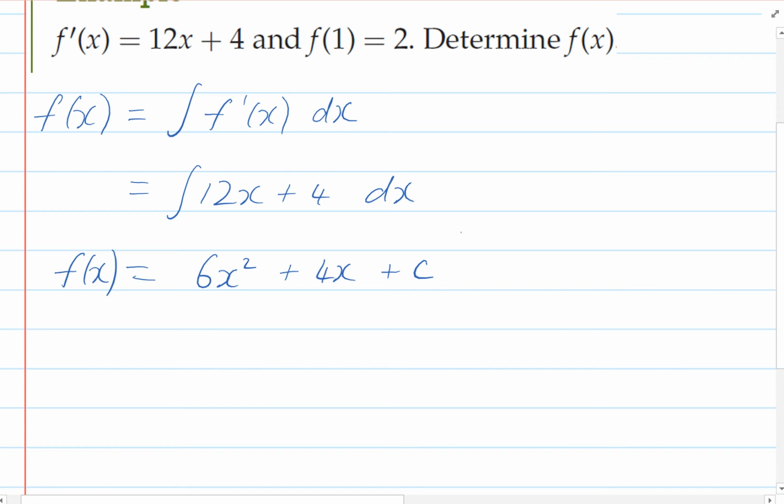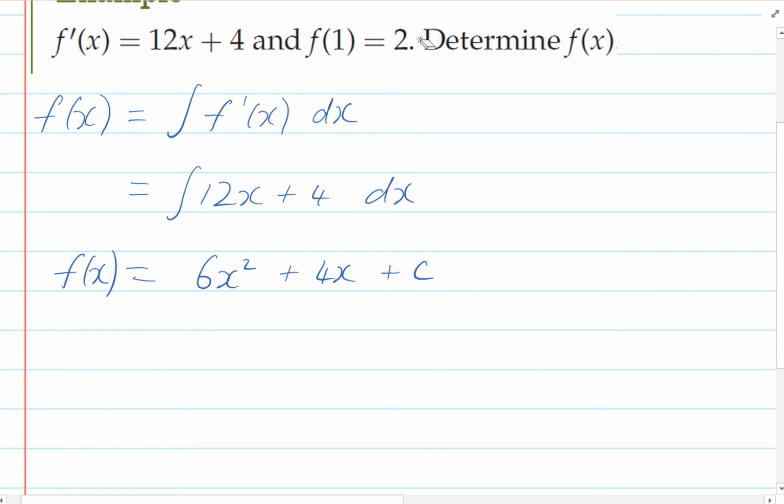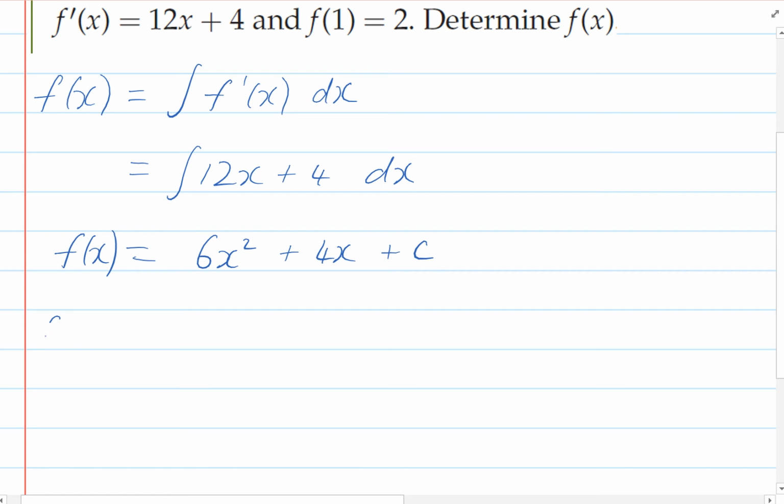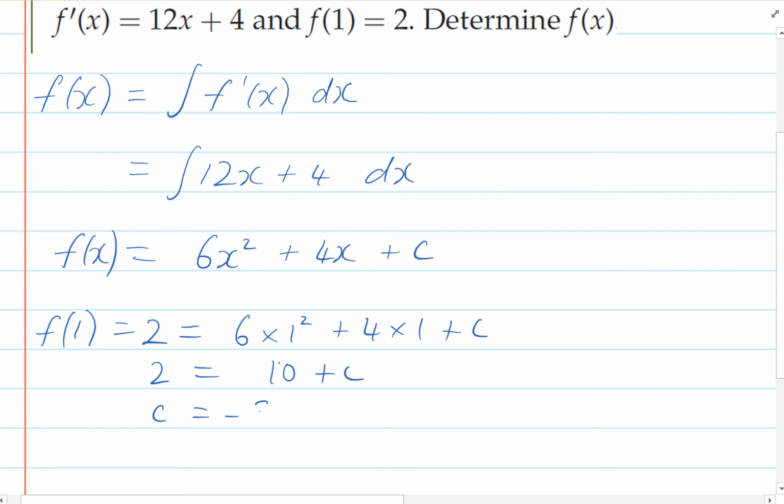So what we want to do is work out what c is, and we're told about what f of 1 is, so we're going to substitute that in. So f of 1 equals 2, and that's going to be equal to the function when x is equal to 1, so we're going to have 6 times 1 squared plus 4 times 1 plus c. So I've got 2 equals 6 plus 4, which is 10, plus c, and so c must be negative 8.